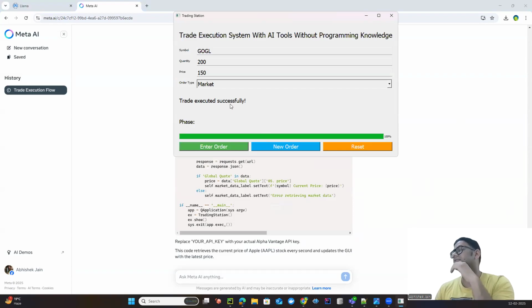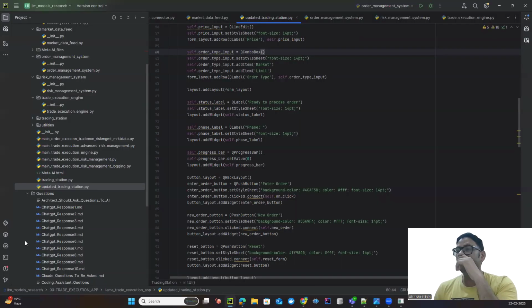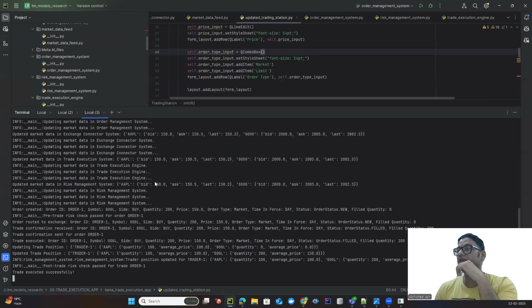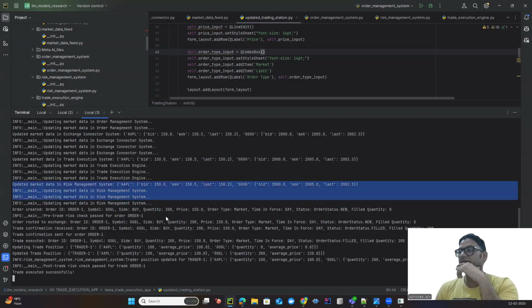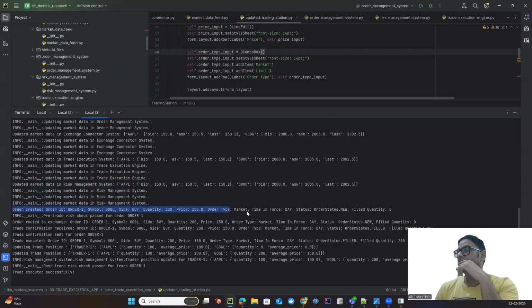See, again, this ran successfully. And you can see the entire flow here on PyCharm, how the flows are just coming in, right? So first for Apple, and then the second one is for Google, right? First it starts updating the market data, and then starts creating an order, routed to the exchange, confirmation received, and then the trade gets executed, positions are updated, and the risk management, like post trade risk analysis, is done, and eventually the trade is successful, right?